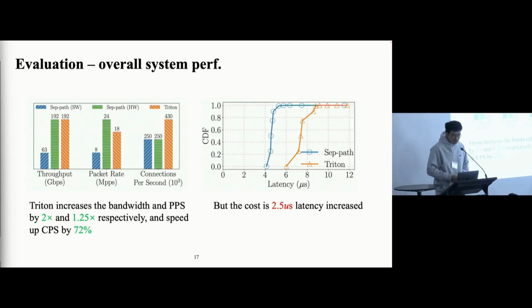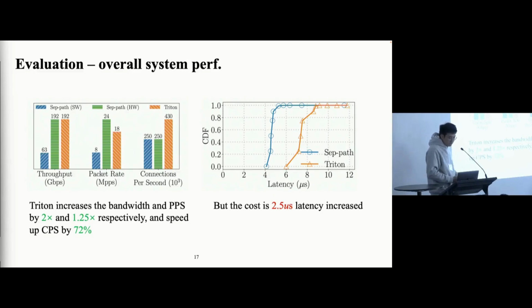So let's see the overall performance. Triton achieves 2 times the bandwidth and 1.25 times the packet rate of the software path in the separate path. And we can see it even achieves comparable performance to the hardware forwarding in the separate path.